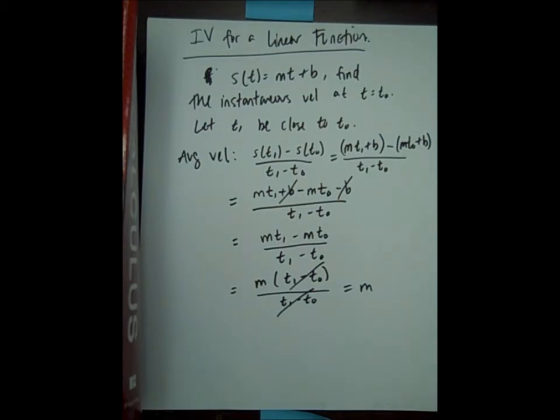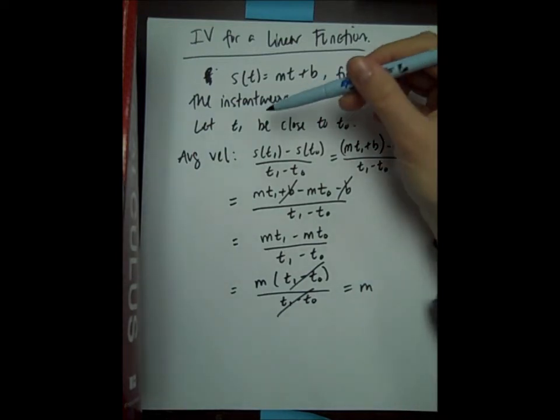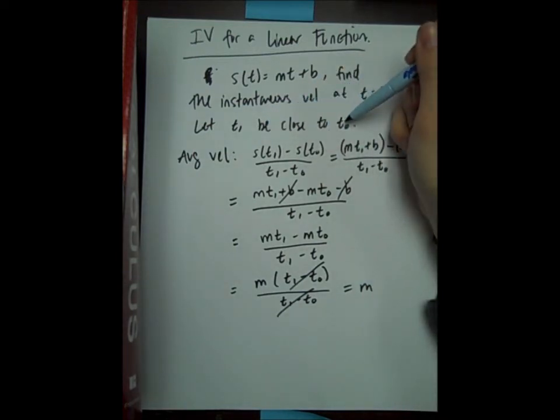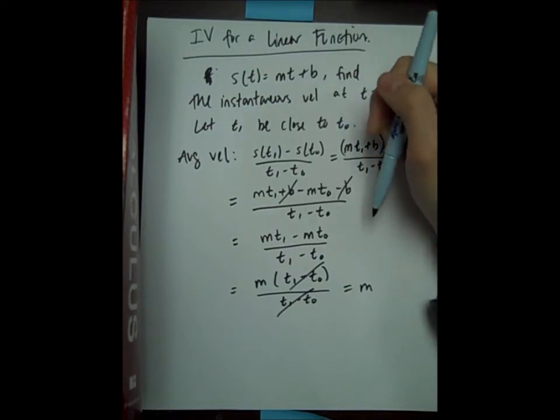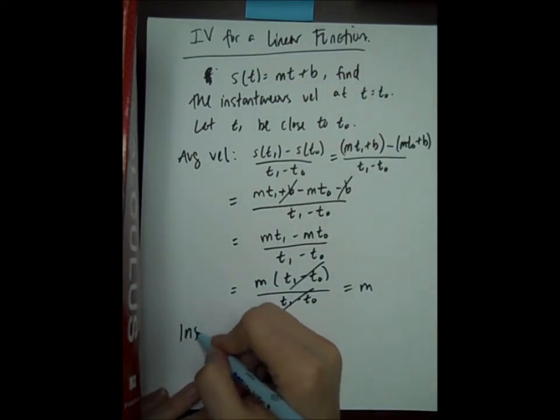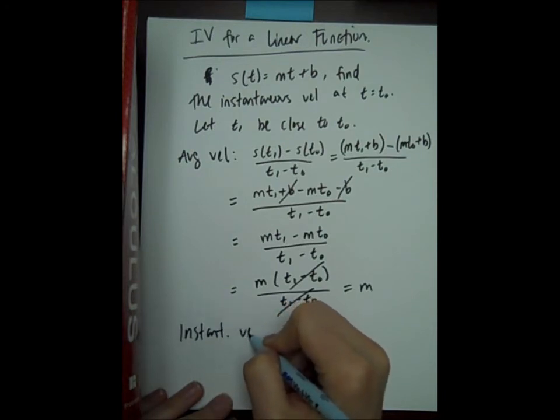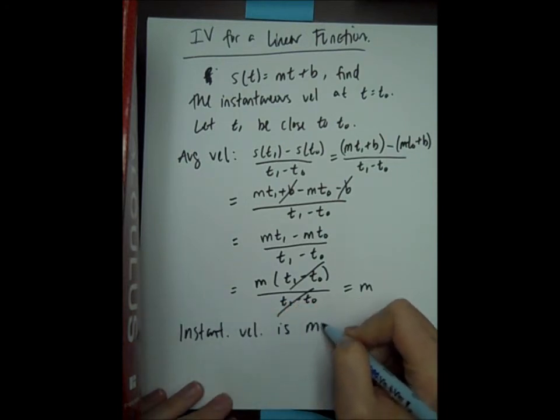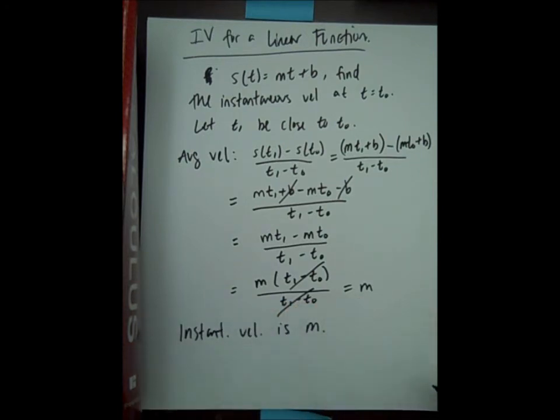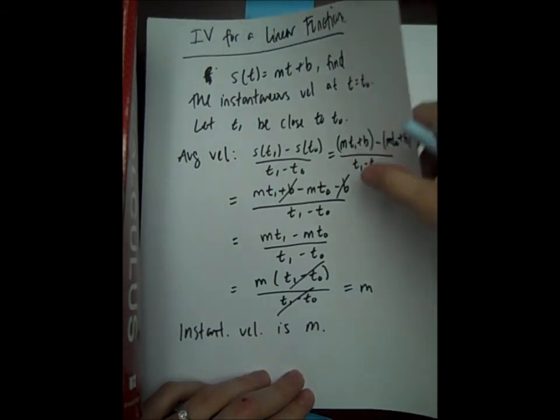So what does that tell us? That tells us that the average velocity was m, regardless of how close I make t1 to t naught. So that means that the instantaneous velocity also has to equal m. So the instantaneous velocity is m. And it doesn't matter what my t naught is. For a linear function, the instantaneous velocity is always going to be m.